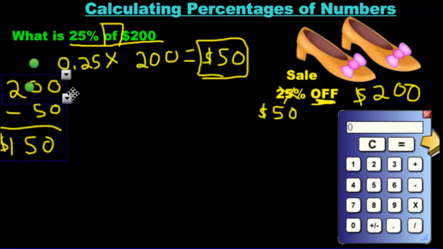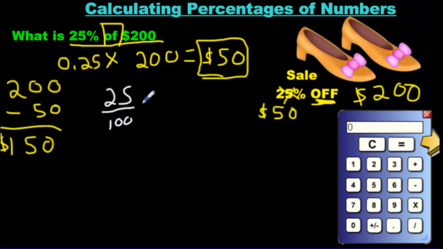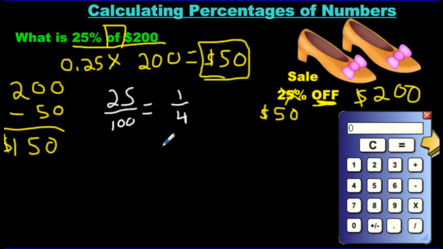Now, I said you could do this question by converting the percentage into a fraction. And I'm going to show you that right now. 25% as a fraction is what? It's 25 out of 100. Right. Reduced down becomes 1 out of 4. And you can always go back to my fraction lessons if you forget how to do this.